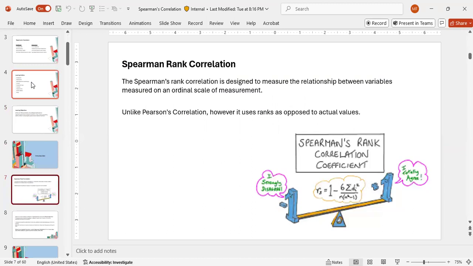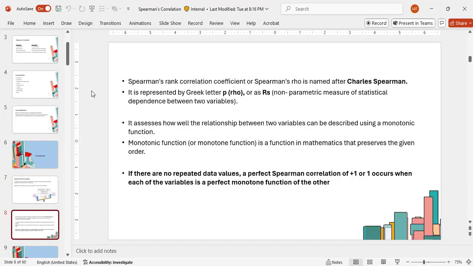Introduction to Spearman rank correlation coefficient. The Spearman rank correlation is designed to measure the relationship between variables measured on an ordinal scale of measurement. Unlike Pearson's correlation, however, it uses ranks as opposed to the actual value. Spearman's rank correlation coefficient, or Spearman's rho, is named after Charles Spearman. It is represented by the Greek letter rho or as RS, a non-metric measure of statistical dependence between two variables. It assesses how well the relationship between two variables can be described using a monotonic function.